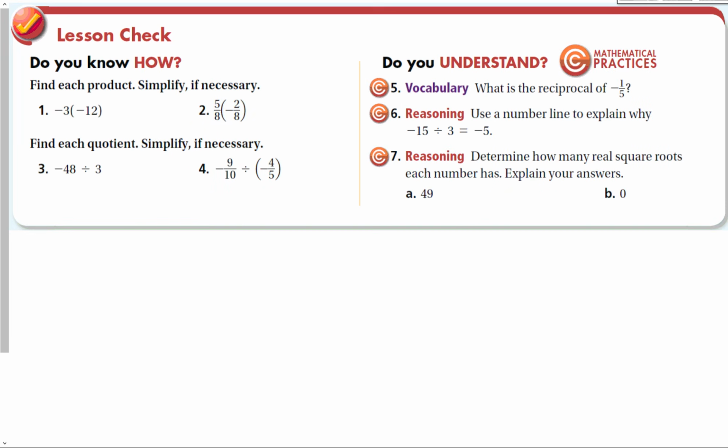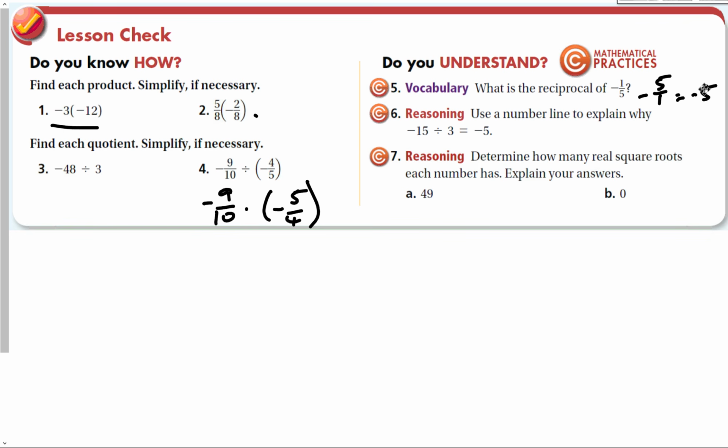Hopefully everybody has no problems with these. So find each product: two negatives multiply to be a positive, and a positive and a negative multiply together to be a negative. To find the quotient, 48 divided by 3, that's going to be a negative number. To divide a fraction by another fraction, we change that to multiplying by the reciprocal, 5 over 4. What's the reciprocal of 1/5? Flip it over, so it turns into 5 over 1 negative, which is negative 5.